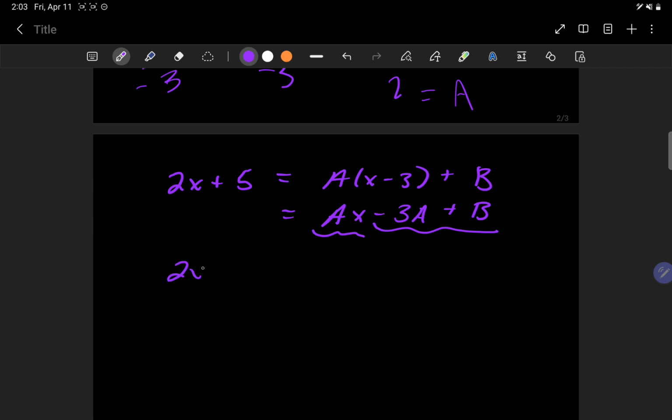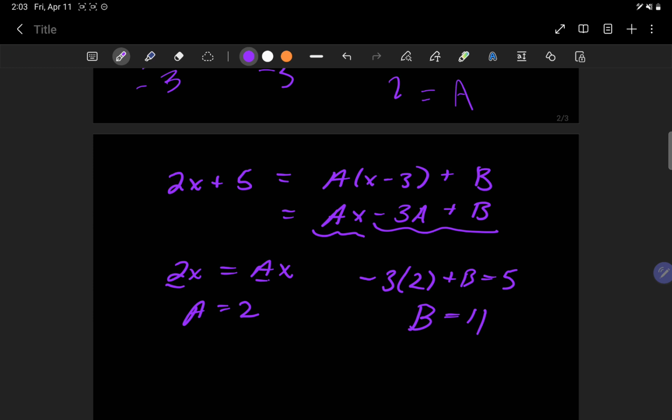Right. So you know 2x has to be equal to ax, so the a has to be the 2. And if you already know that, then you know negative 3 times a plus b has to equal the 5. And 3 times 2 is 6. Add that over, b is 11. So that was a little faster.